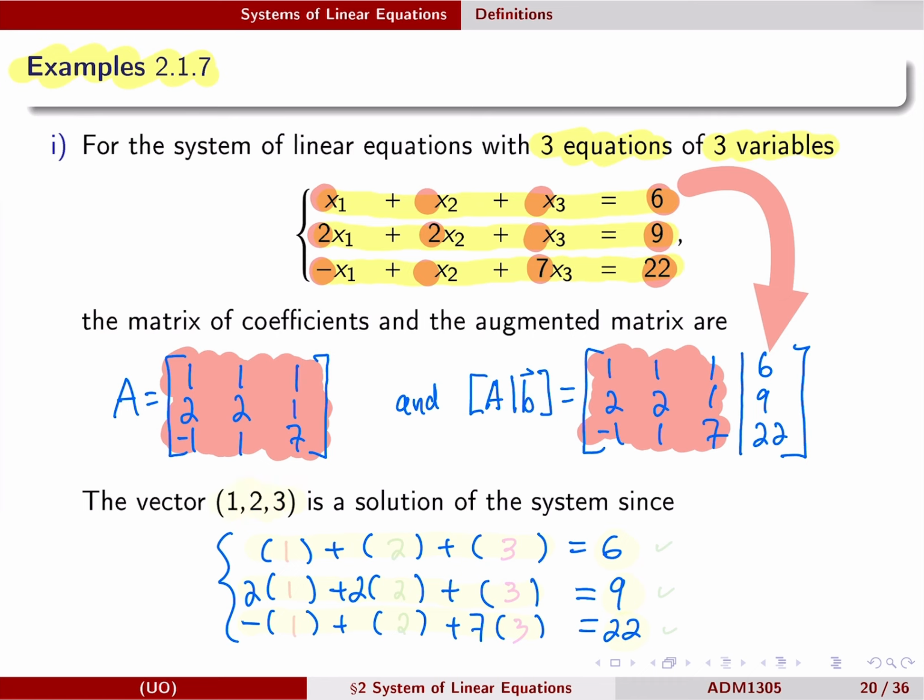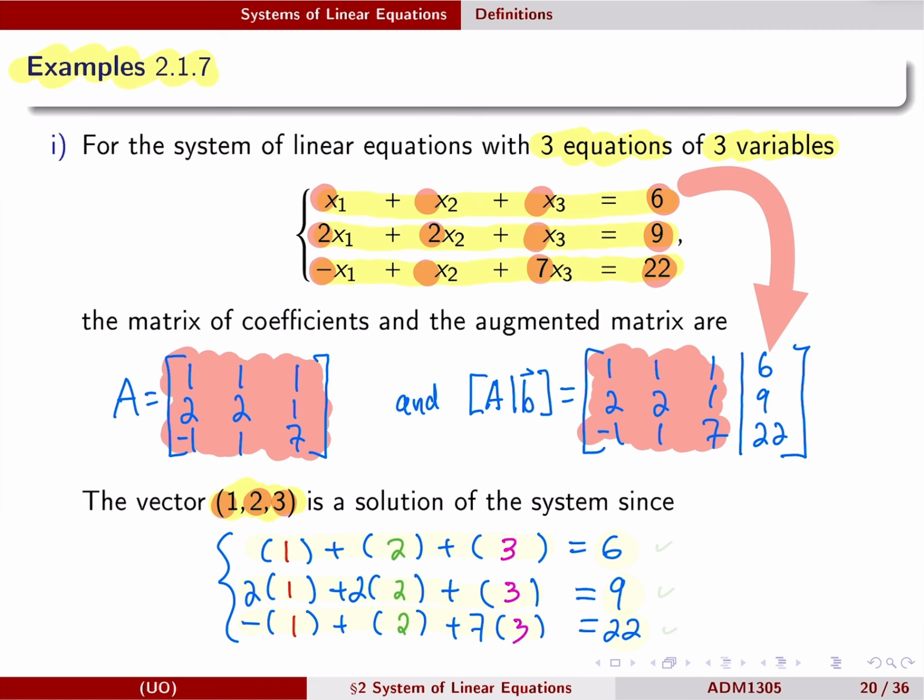For example, here we want to check that the triplet 1, 2, 3 is a solution. The only thing you have to do is plug those numbers inside your system. So all the x1s are replaced by 1, all the x2s are going to be replaced by 2, and all the x3s are going to be replaced by 3. And what you have to do is check for equality.